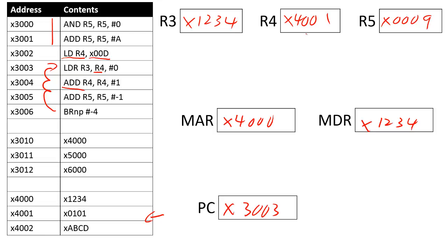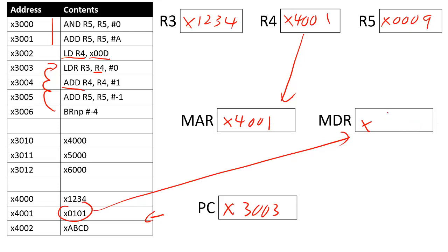Repeating that whole thing again, we'll just show one more repeat. Now my array pointer is pointing to x4001, so when I do load register, my R4 gets copied down to my memory address register. My memory address register tells me to pull out data from the memory, so I get x0101, and that goes into my R3, loading the next value of the array. Then I can keep repeating this process until we finish reading the array.